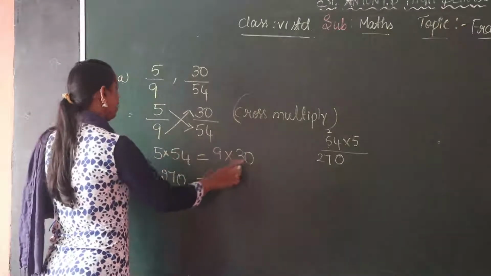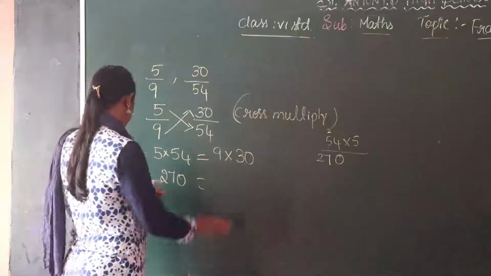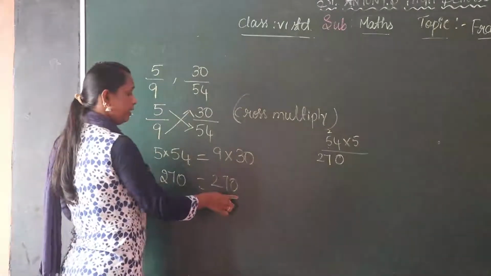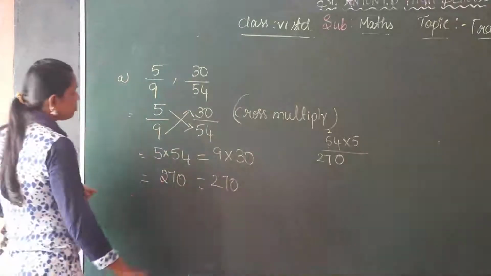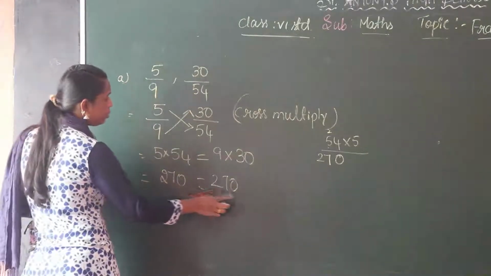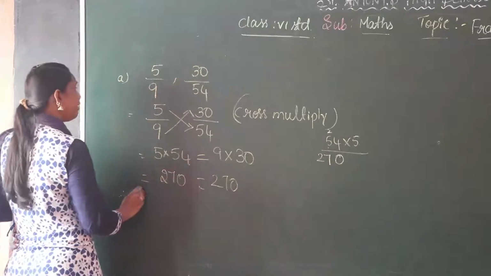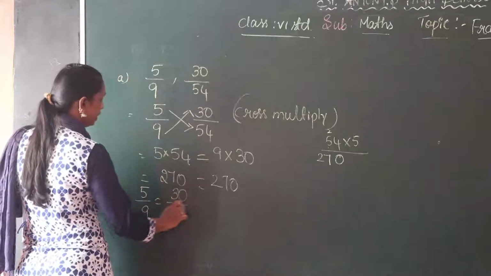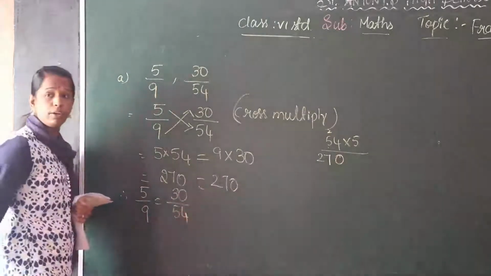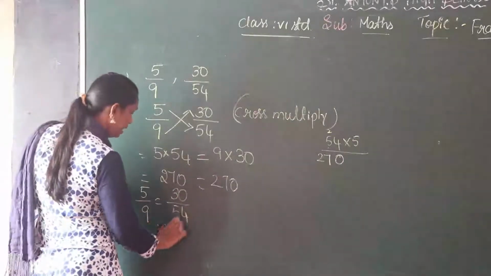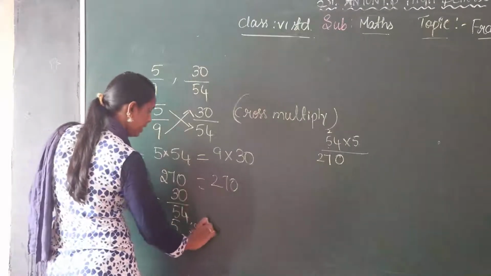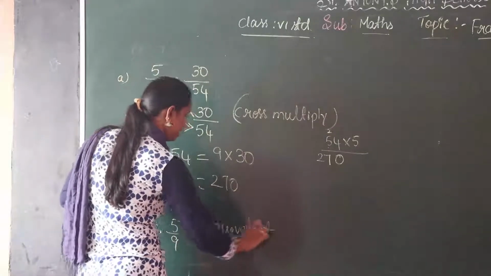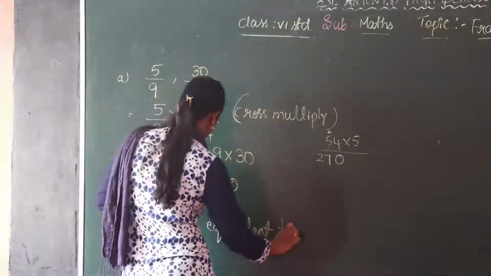270. 9 into 30 is how much? It is 270. 9 3s are 27, remaining 0, 270. So this 270 is equal to 270. Therefore, the given fraction 5 by 9 is equal to 30 by 54. So we can write 5 by 9 is equivalent to 30 by 54.